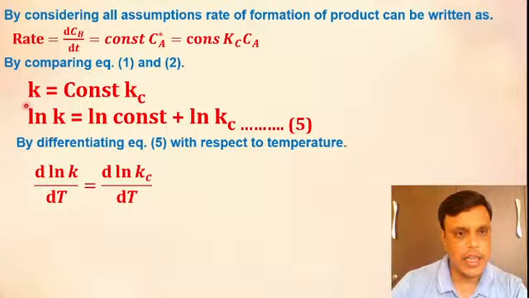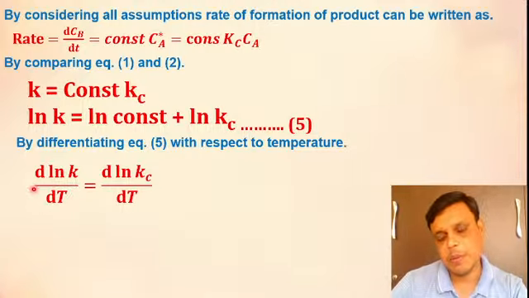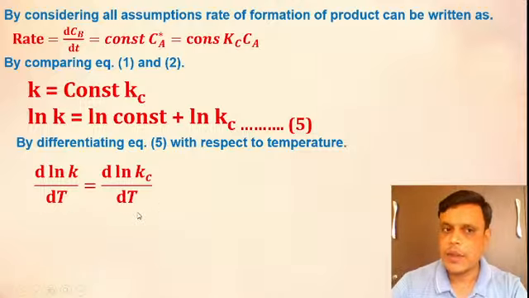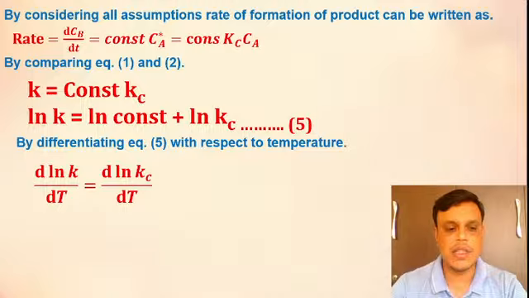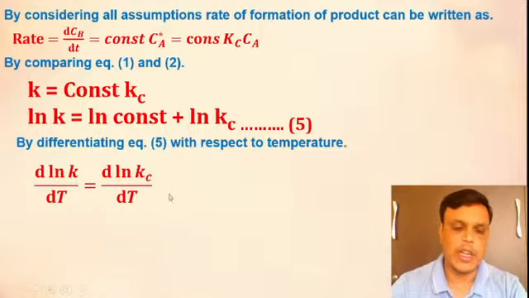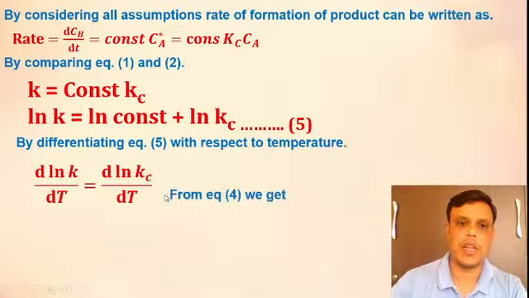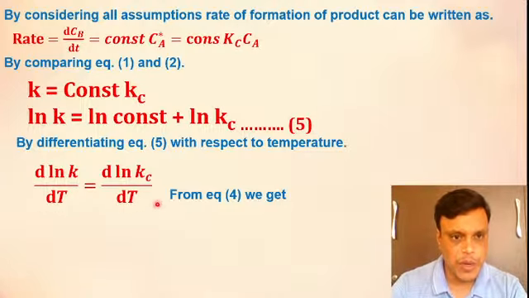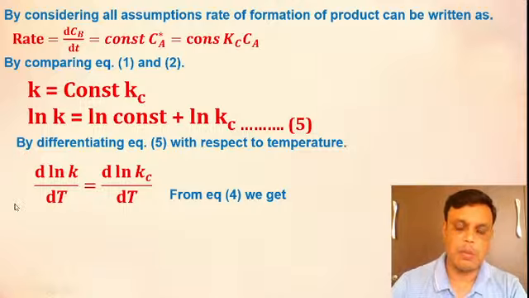Here, d ln K is differentiated with respect to temperature, d by dT, and please remember that T is written as a capital letter, so it is the temperature in Kelvin. So d ln K by dT is equal to d ln Kc by dT. After differentiating equation number 5, we will get this equation, and now we have to compare it with equation number 4.